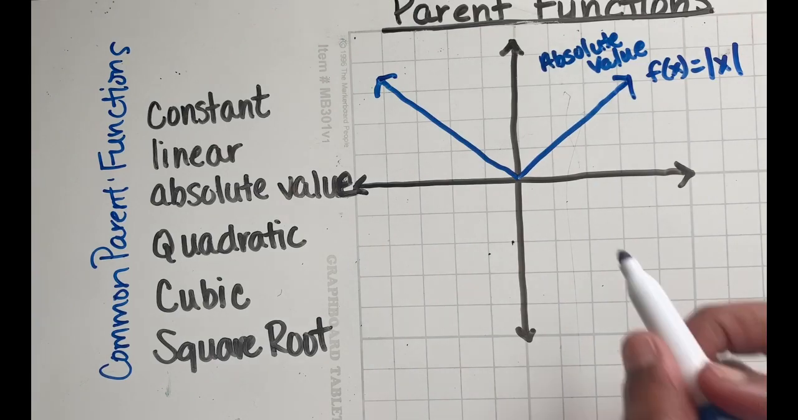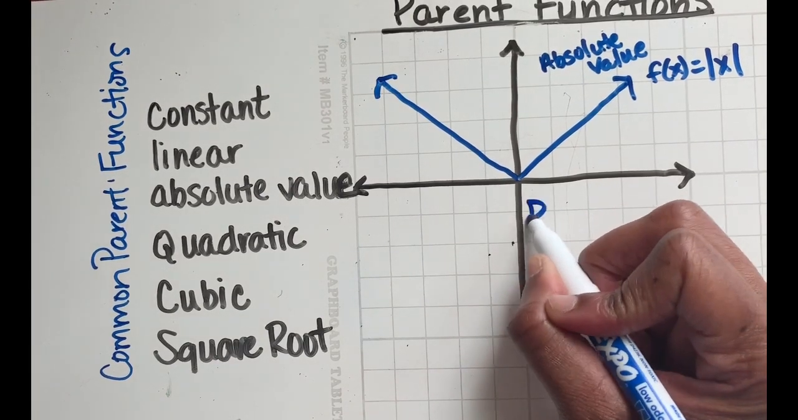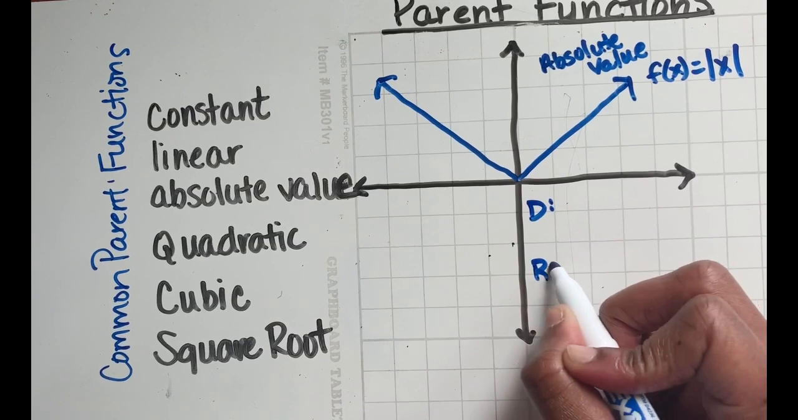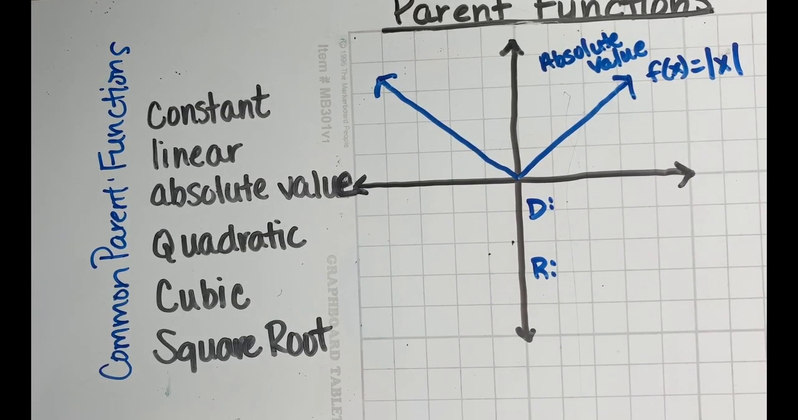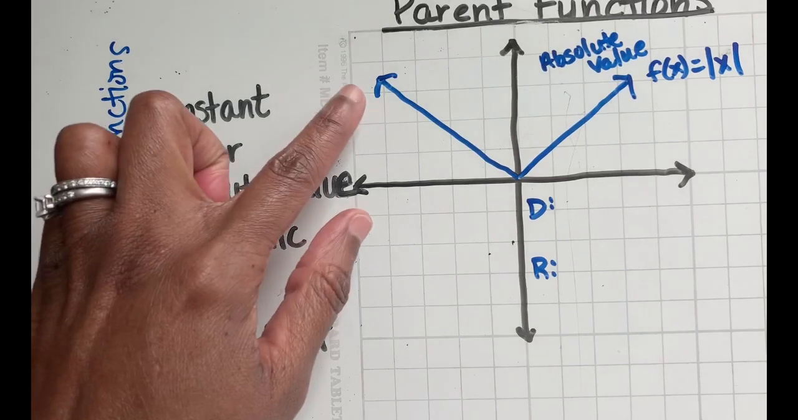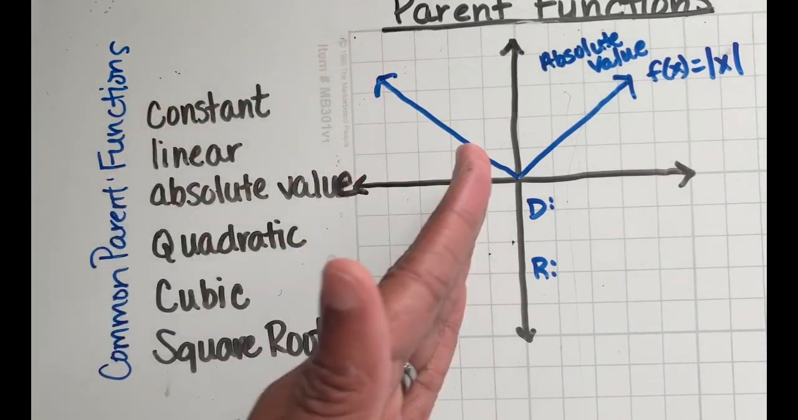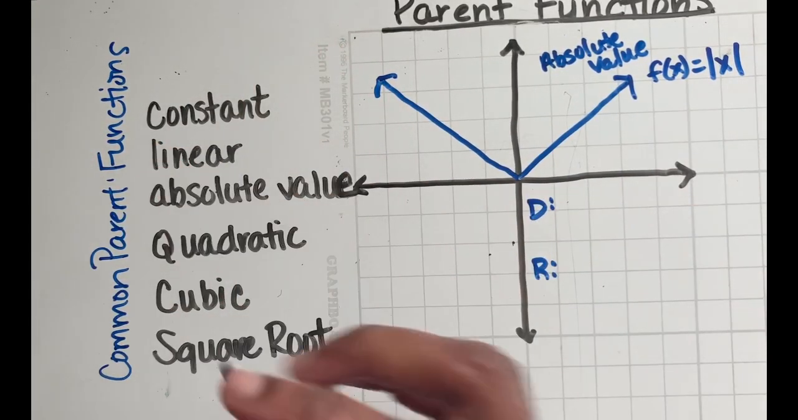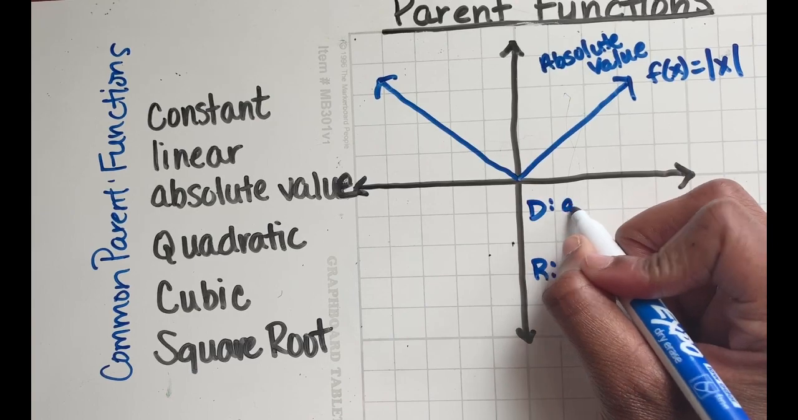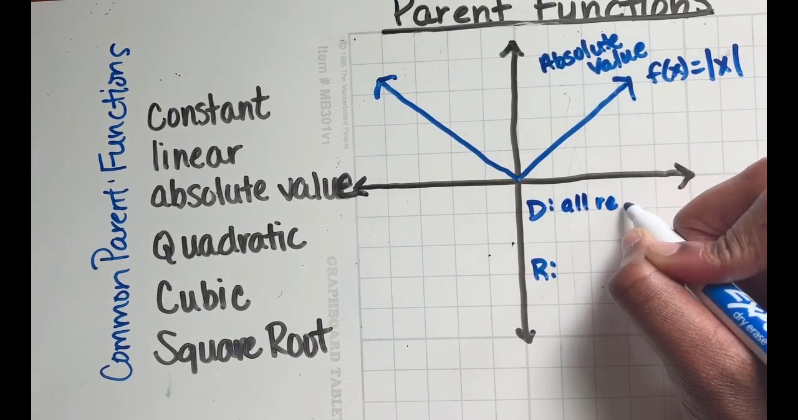Now, let's talk about the domain and range. Our domain is how far left to how far right it goes. The range is how far down to how far up. So let's look at the domain. Since it has an arrow, it continues in this direction, so it's going to go forever left and forever right. So this will be all real numbers.